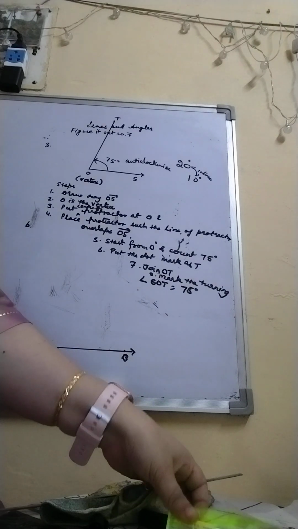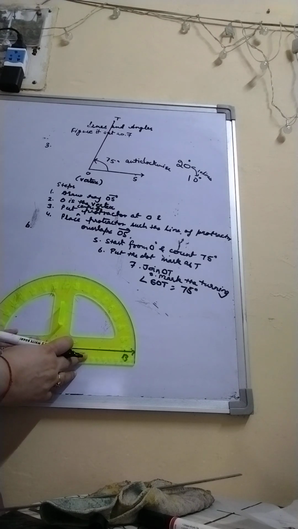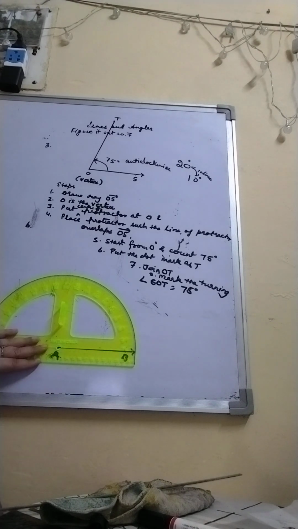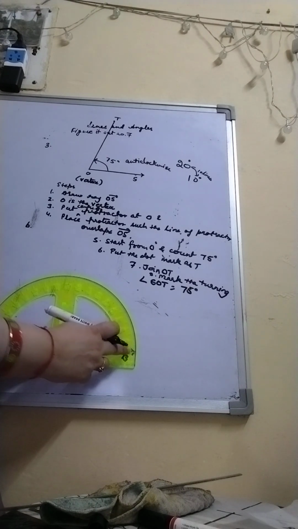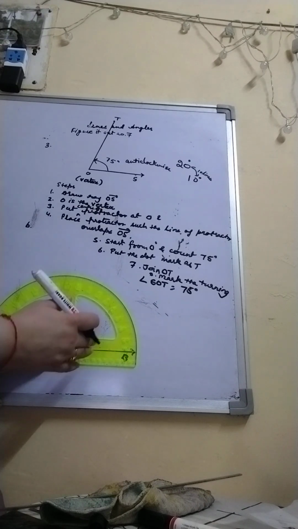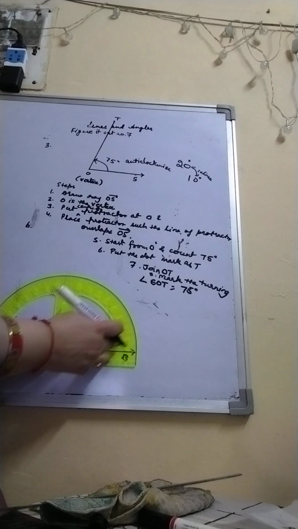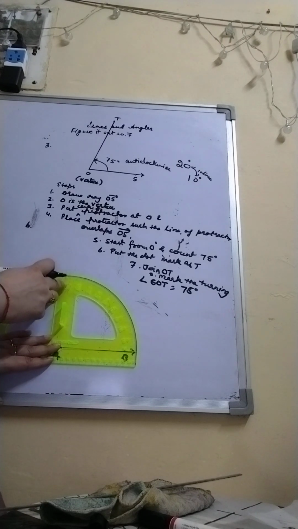Draw a ray AB. Place the center at A where A is the vertex. Align the line of protector with AB. Start reading from 0 degree. This is a very important point whether you are measuring or you are making an angle. So 10, 20, 30, 40, 50, 60, 70, 80, 90.